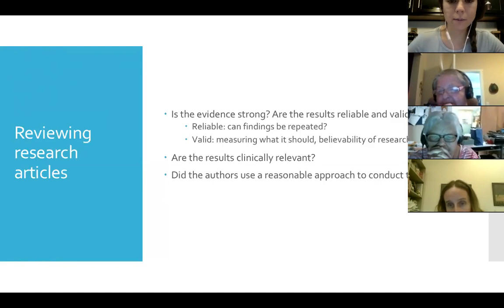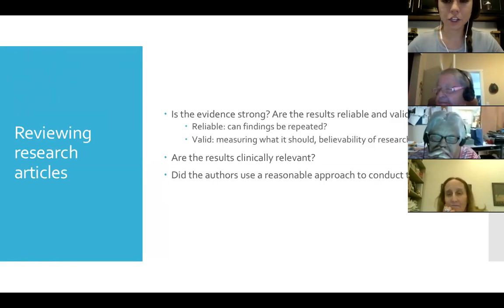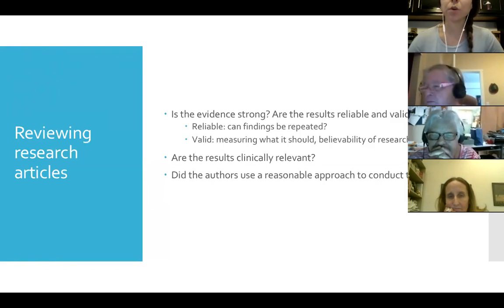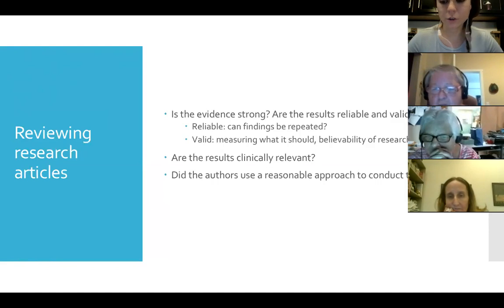Another thing to keep in mind is if the results are clinically relevant. So what does this mean for patients? How does this translate to patients? Is there any relevancy for the population based on this research? And then did the authors overall use a reasonable approach to conduct their study? Is there anything else that you would have liked to know, or other ways they could have investigated their research question?